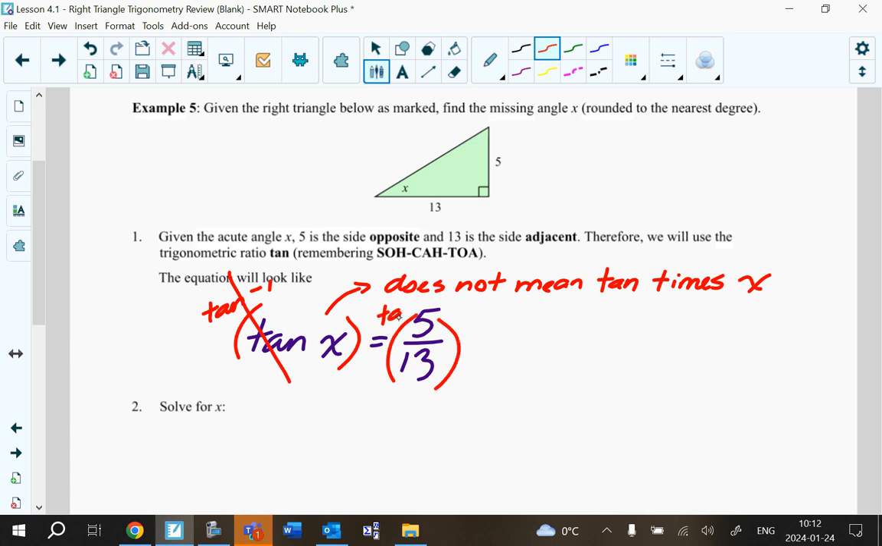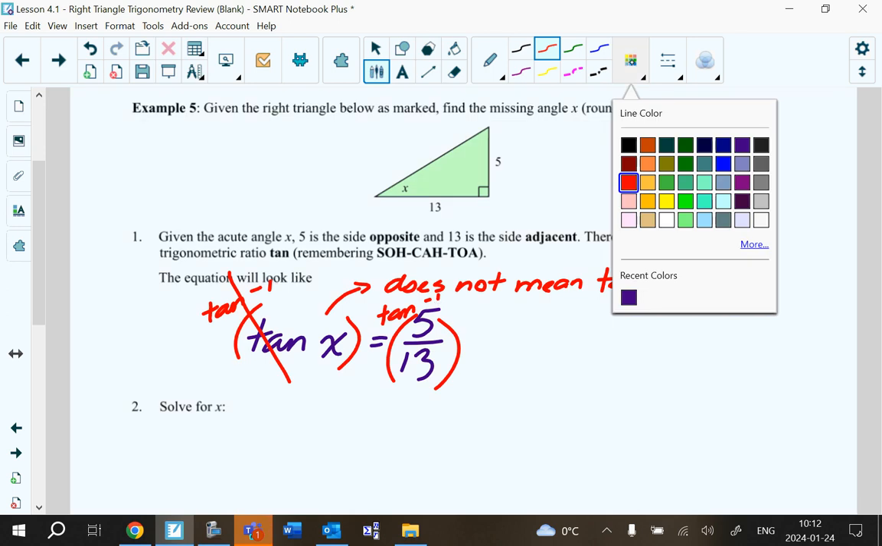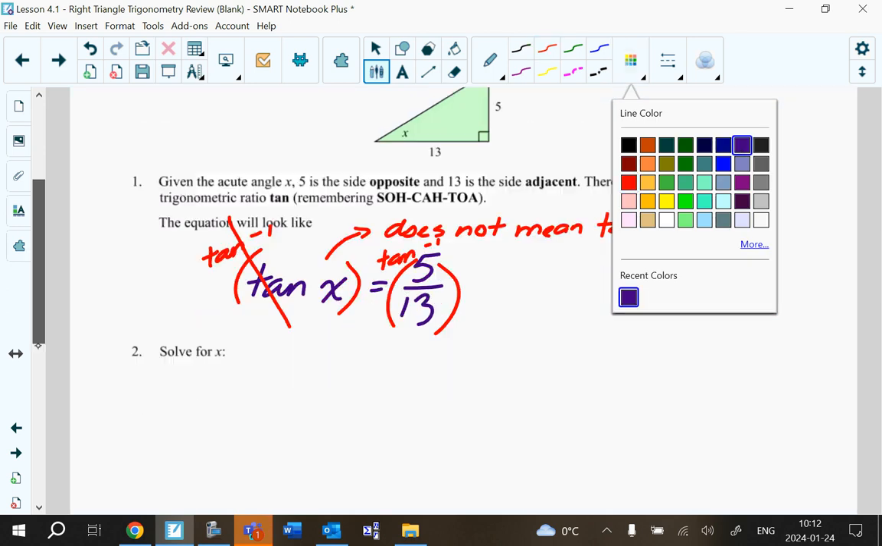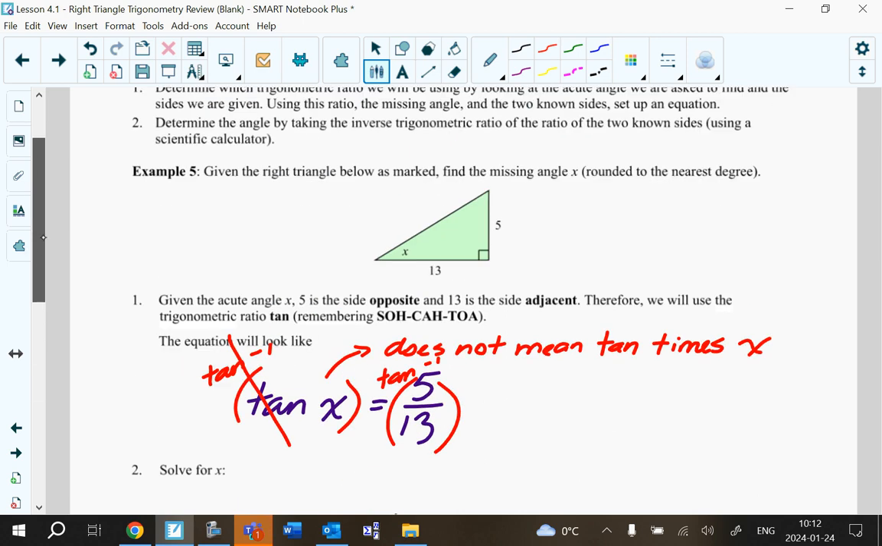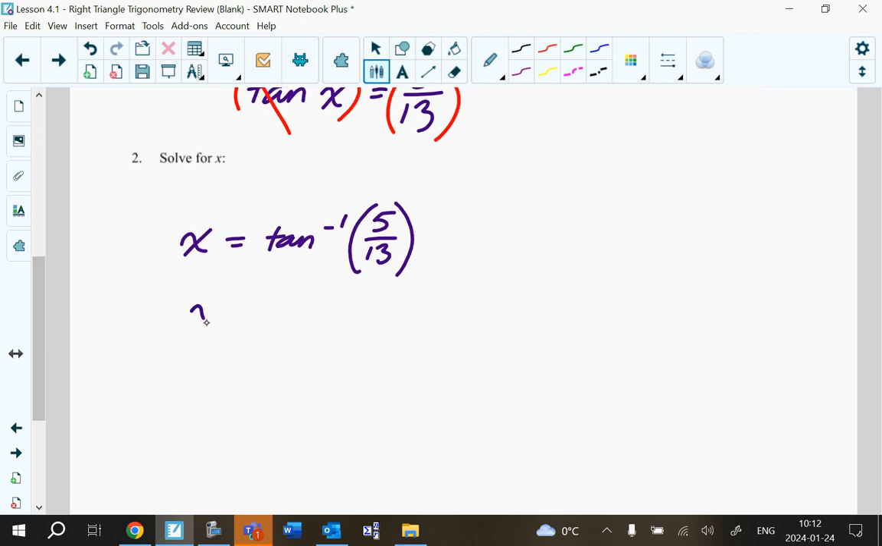So that means to find the missing angle, we're going to have to do second tan on our calculator. 5 divided by 13, rounded to the nearest degree, is 21. Don't forget, whenever you're asked to answer an angle, you need the units, degrees.